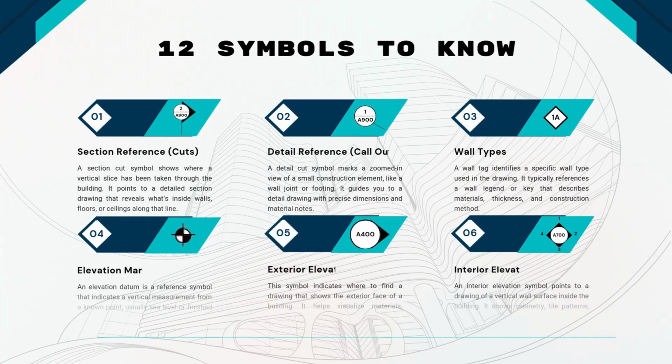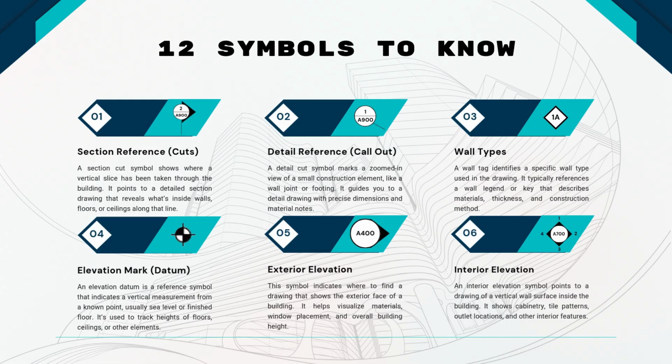So let's move on. Now let's talk about the different symbols that you'll see on drawings. And I've highlighted 12 that I think you need to know. So let's go over them right now. So we talked about section references or section cuts. This is the symbol that you'll see indicating a section cut. So this symbol shows you where the vertical slice has been taken through the building, and it points to a detailed section drawing that reveals what's inside the wall or the floor or the ceiling along that line.